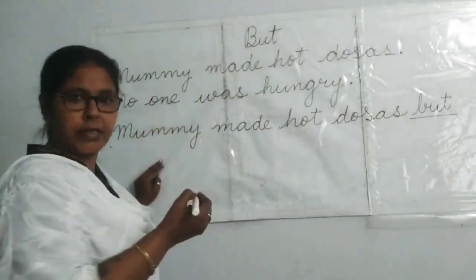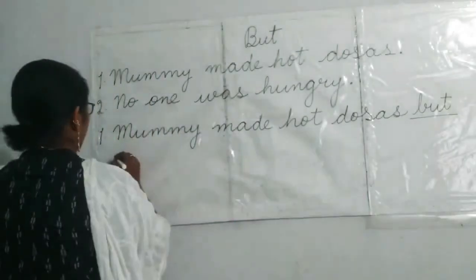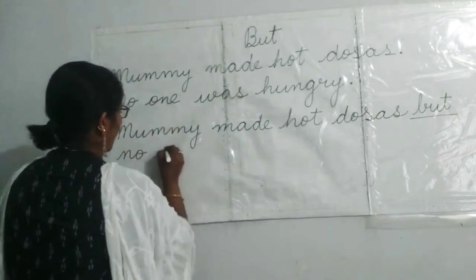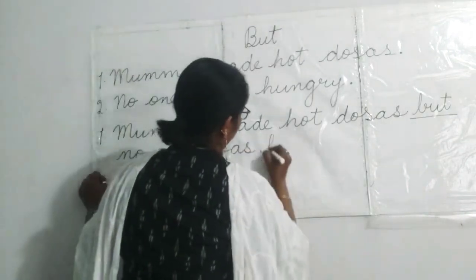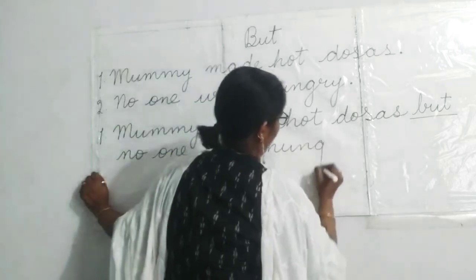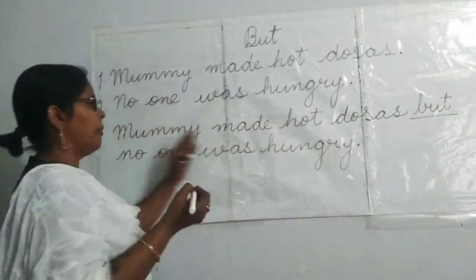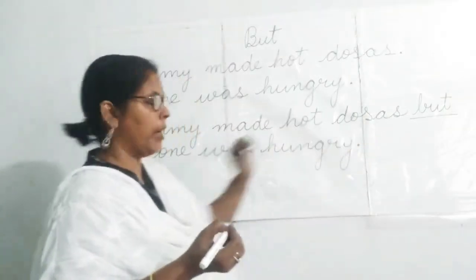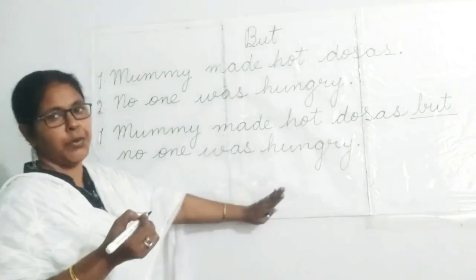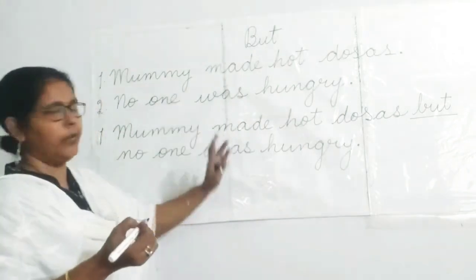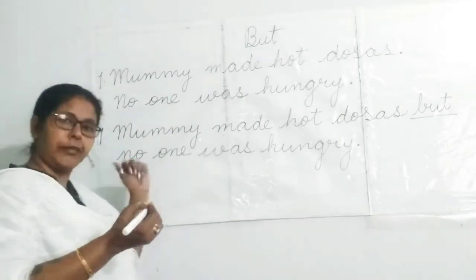Now we are going to write the second sentence using small letter, okay. No one was hungry, full stop. Mummy made hot dosas, but no one was hungry. There are no changes here, okay. Exactly same way with a but and starting with a small letter after but, okay.